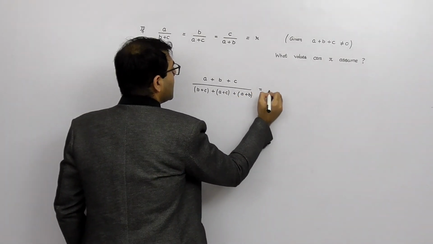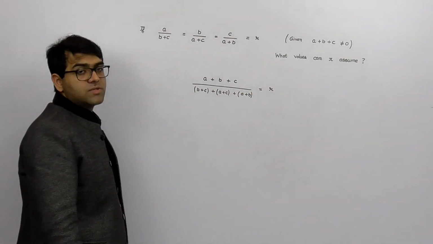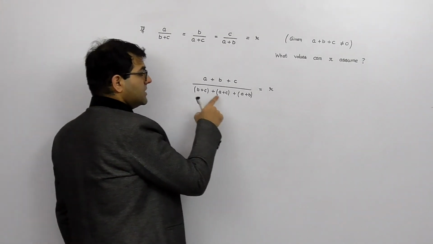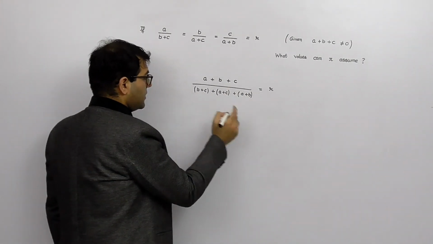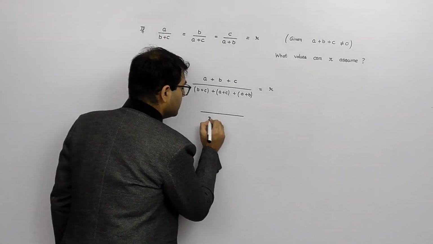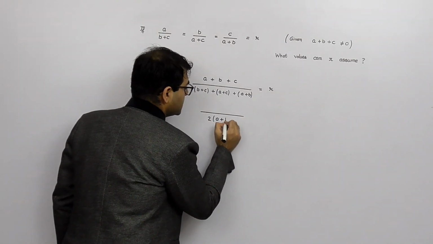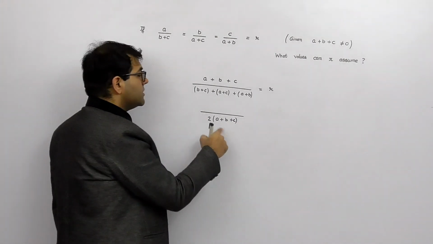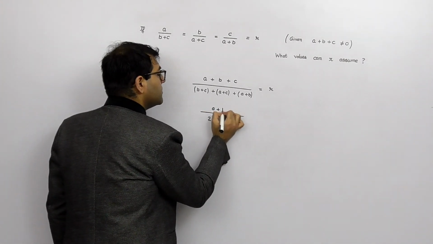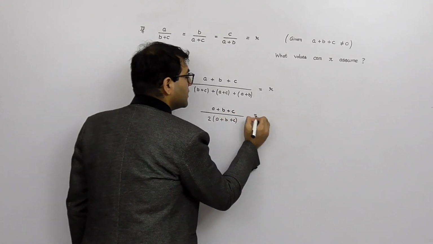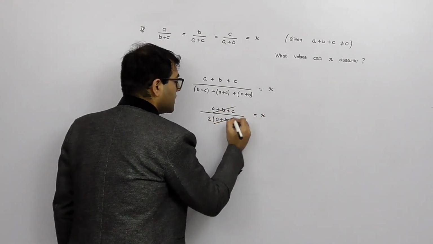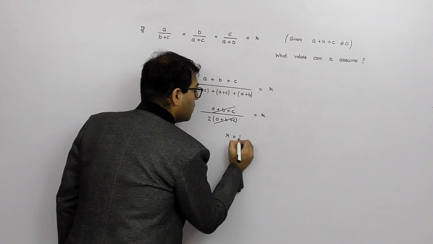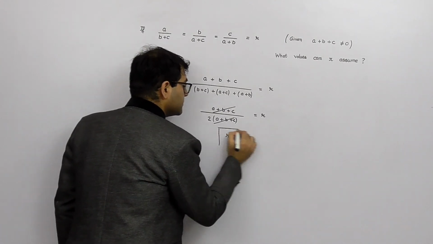Now when I add these, they will again equal r. Furthermore, b plus c, a plus c and a plus b eventually rearrange themselves to give me the expression twice of a plus b plus c. Now if my denominator is twice of a plus b plus c, and my numerator was already a plus b plus c, and this whole expression was r, then in the next step we can say that the value of r is 1 by 2.